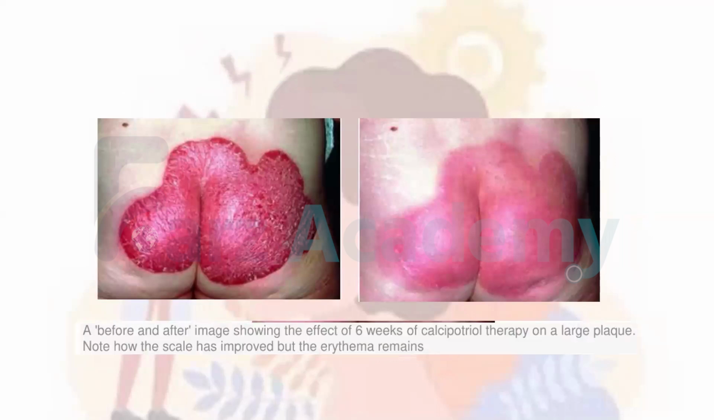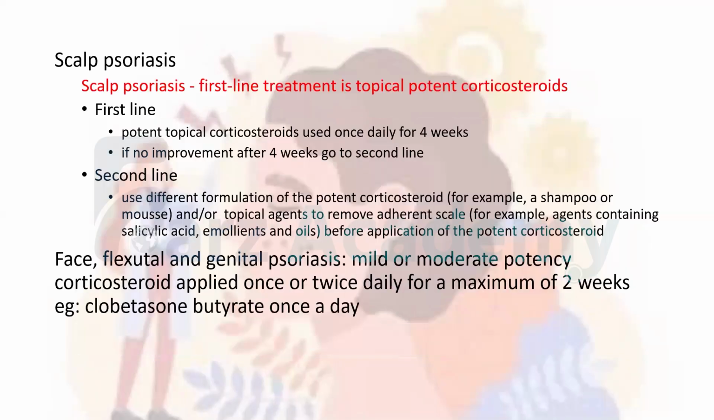Okay, so these are psoriatic rashes. Here you can see how the rash was before, extremely scaly and erythematous. After vitamin D analog therapy, you can see that the scales have disappeared, but the erythema is still persisting. Okay, for scalp psoriasis also, the first line treatment is potent corticosteroid. And if there is no improvement, like in others also, after 4 weeks, you move on to second line treatment.